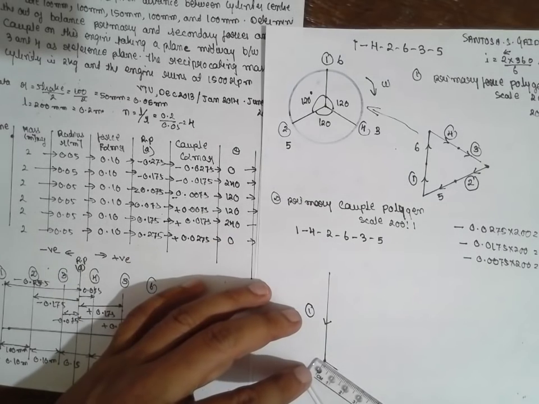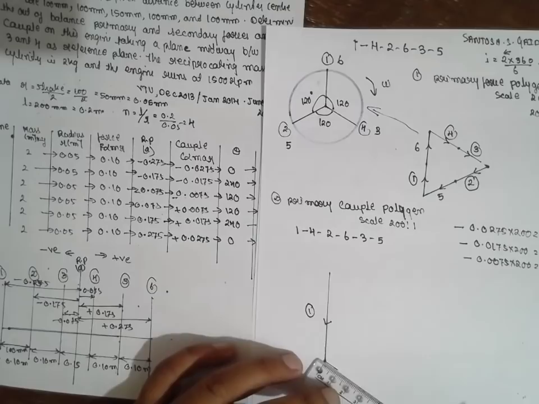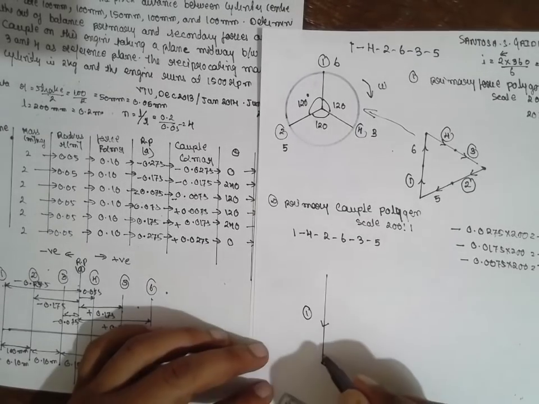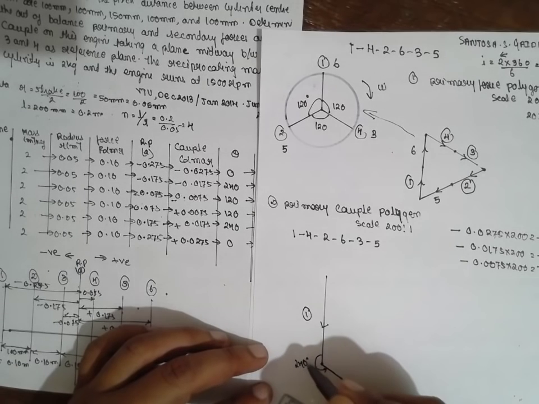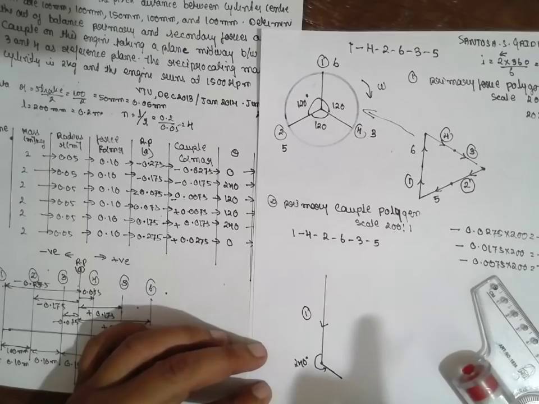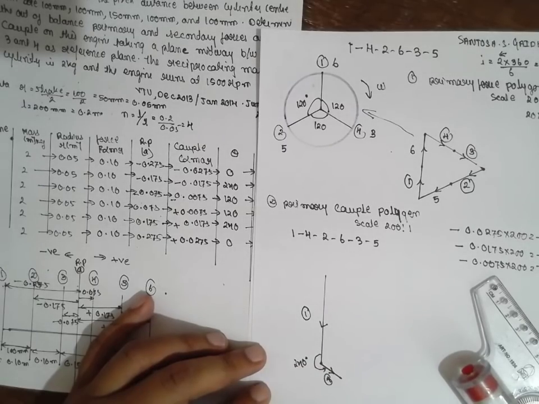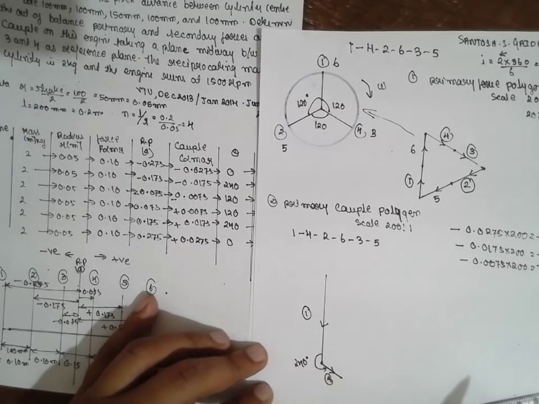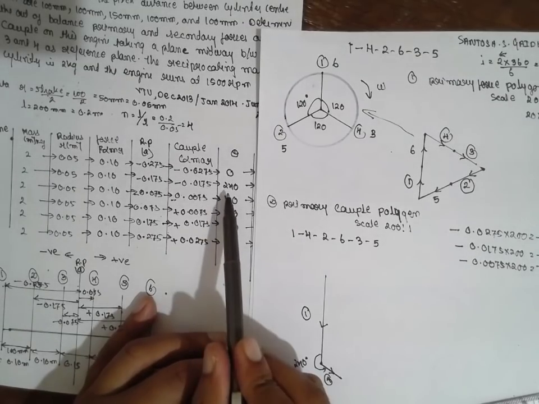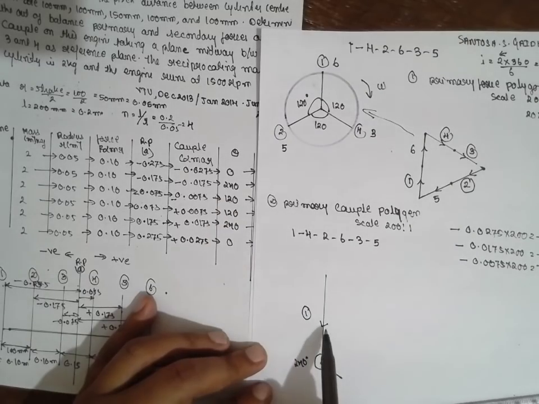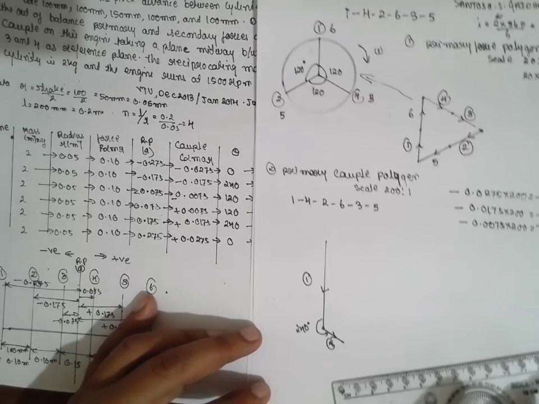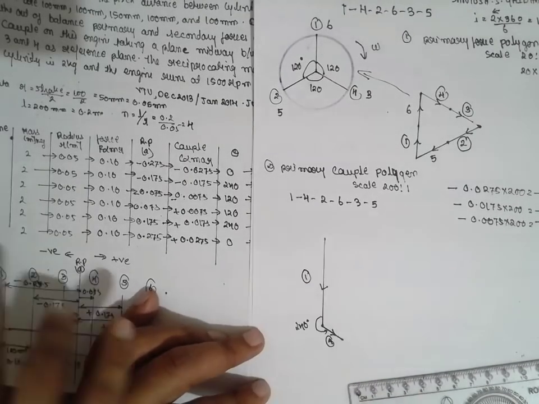For 4, 1.5, I will draw it. 1.5. If you measure from this side to this side, it will be 240. Otherwise, just take parallel of this one. This is for 4. And for 4, it is positive, therefore the arrow will be in this direction. If it is negative, the arrow will be in the opposite direction. You may ask why I have taken this direction: because of 240, I have taken this as a reference plane. If you measure it, it will be 240.